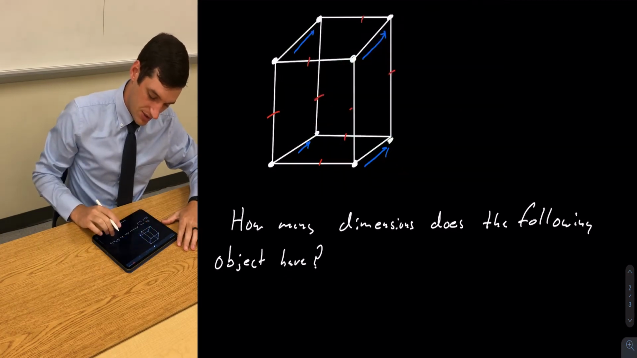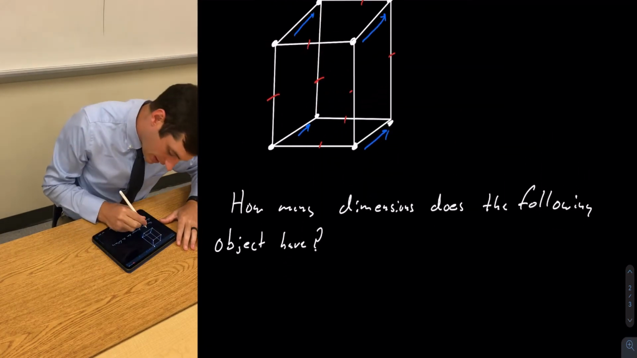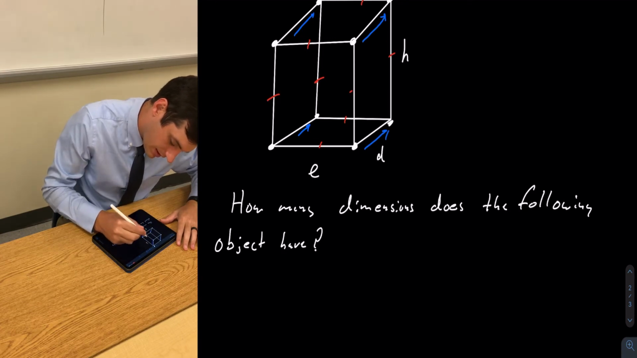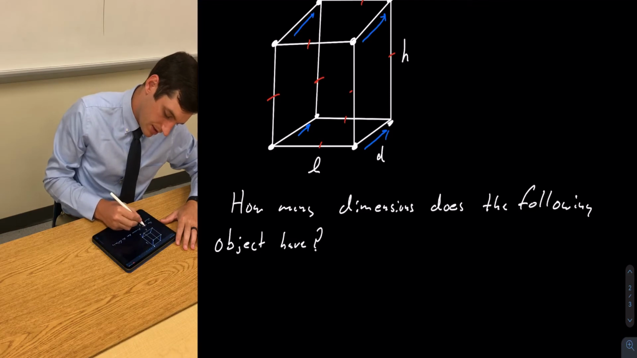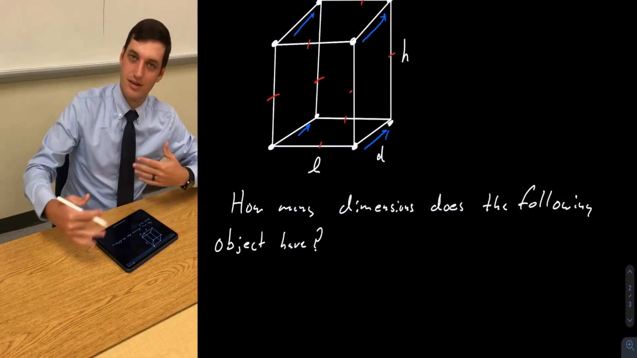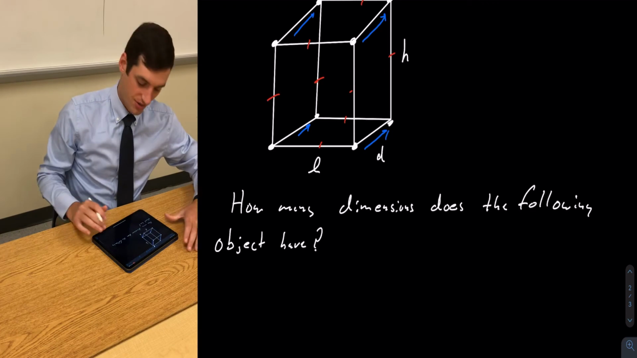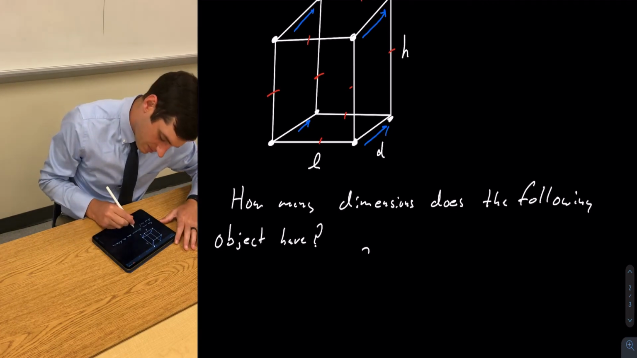But how many dimensions does it have? Well, it has a length, some depth, and a height. Let's make that more of an L. Length, depth, and then a height. So this has 3 dimensions. I hope you see a pattern here.